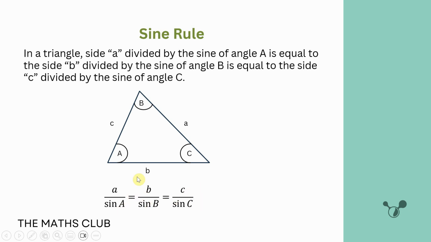So if you are given two angles and one length, we can use this. If we are given two lengths and one angle, or to find the other angle, we can use this. So you can use each of the three methods depending on the use case.